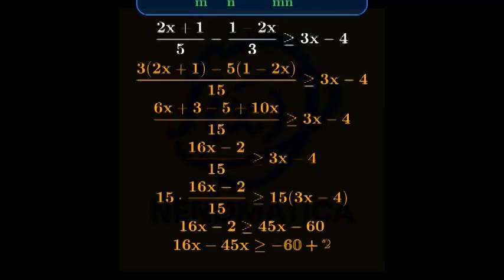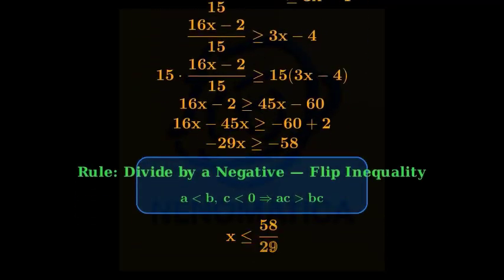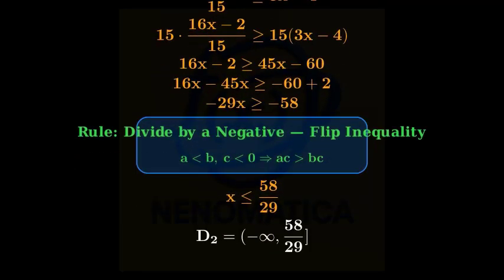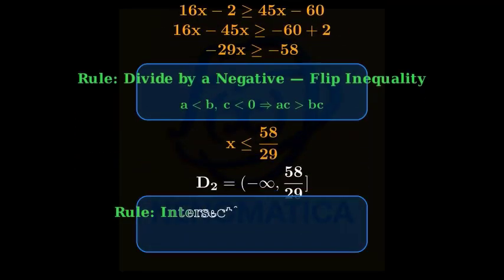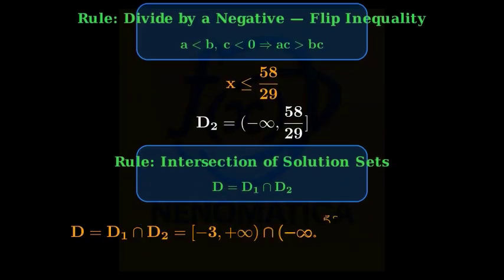Gather like terms to one side. Divide by -29 and flip the inequality. Record the second solution set. Step 3. The solution to the system is the intersection of the two sets. Intersect the intervals.